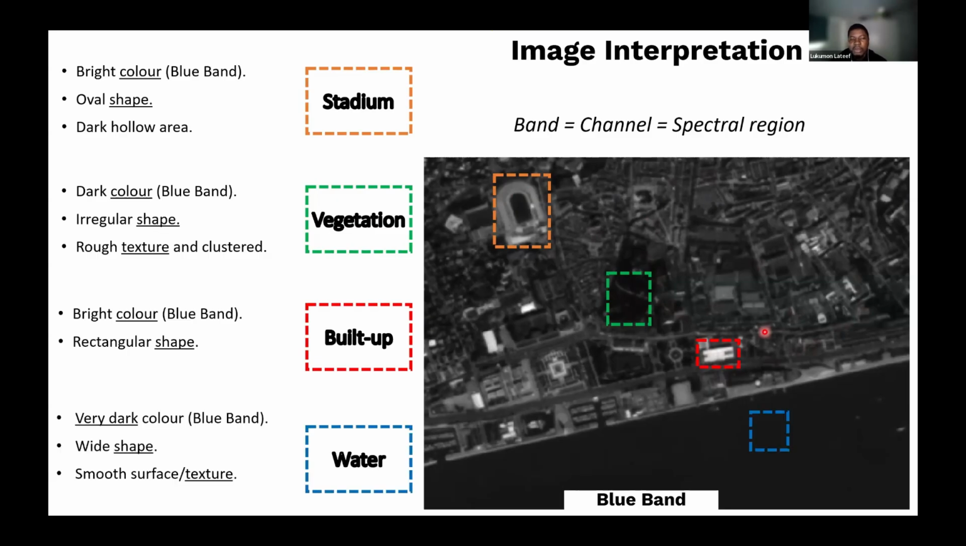So for the water, it appears very dark and also very wide, like you don't see the end or the start of it. It occupies a lot of space and it has a very smooth surface. And these are properties of a water body and how it responds to reflectance. So here we have used the color or reflectance property, the shape, as well as the texture to try to identify this feature. But there is more than these properties that we can use to identify features in an image, which we are going to see further.